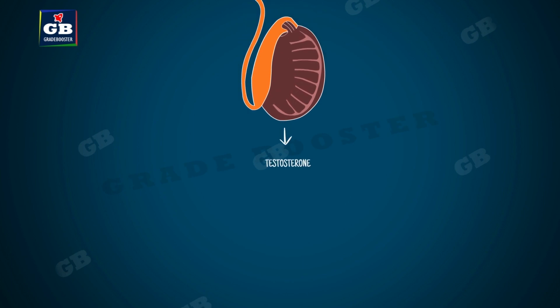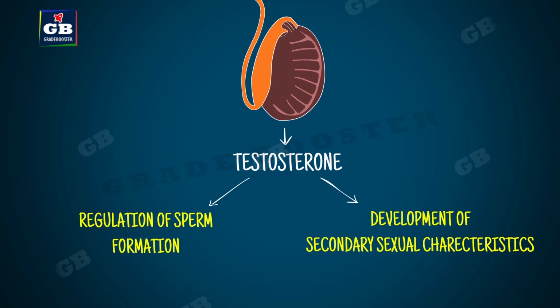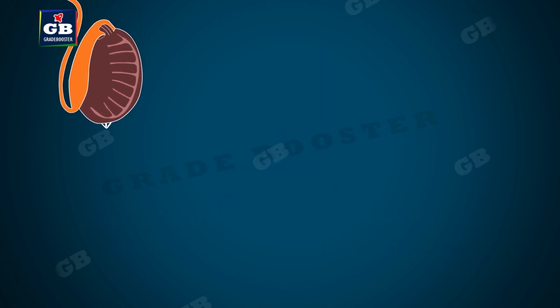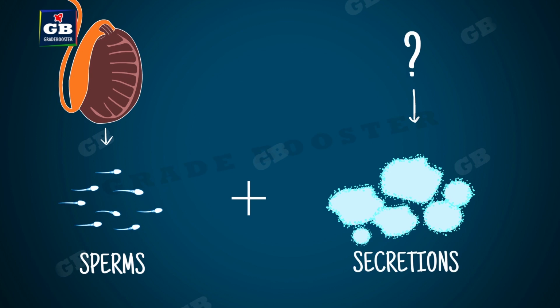Testes also produce a hormone called testosterone. What is the use of testosterone? It is a male reproductive hormone which regulates the formation of sperms and is also responsible for the development of secondary sexual characteristics during puberty. Sperms that are produced in the testes need some support of fluid secretions to get delivered into the female reproductive system.